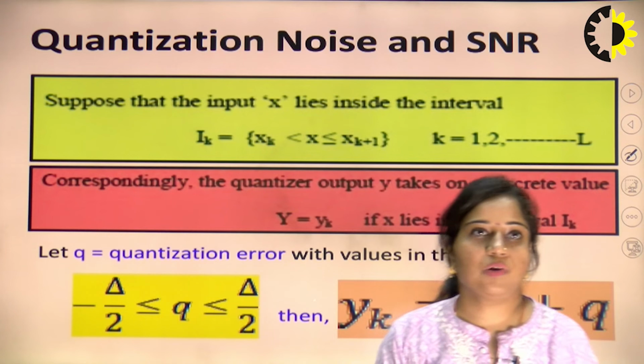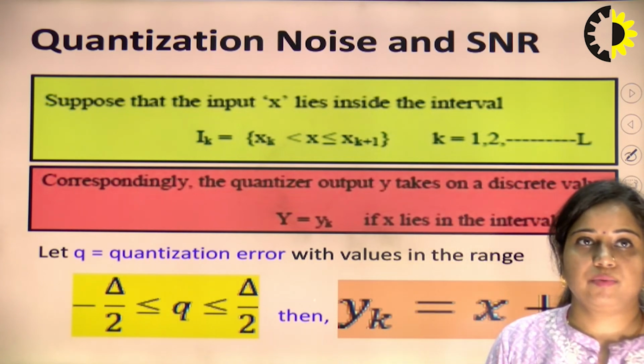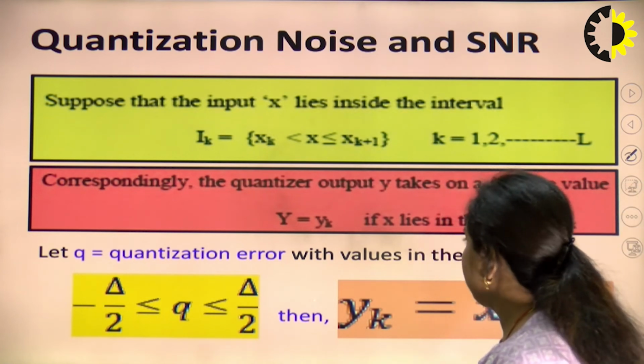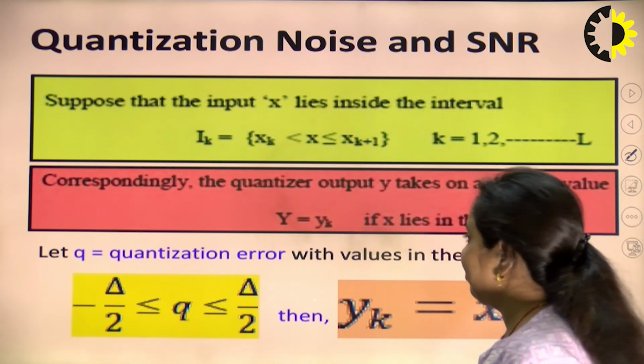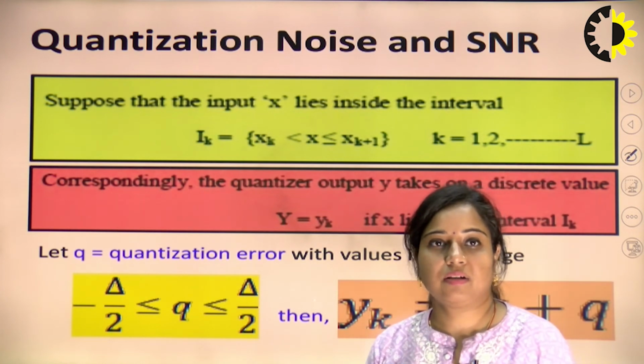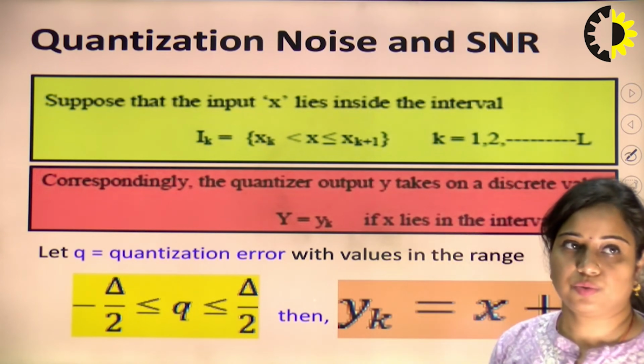Now, next comes the quantization noise and signal to noise ratio. Suppose that the input x lies in the interval from xk to xk plus 1. So, k will vary from 1 to L, where L is the number of levels. Correspondingly, the quantizer output y takes on a discrete value, denoted by y equals yk.